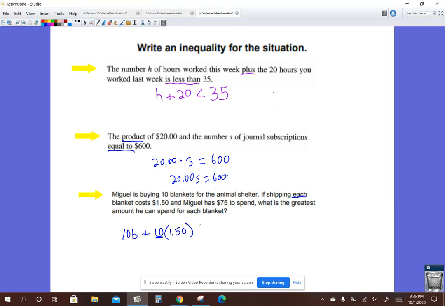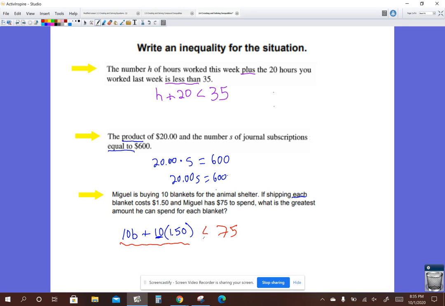So is it greater than, or equal to? So all this amount here, let's try to think this out loud. This amount here, and he has 75 to spend. What is the greatest amount he can spend for each blanket?